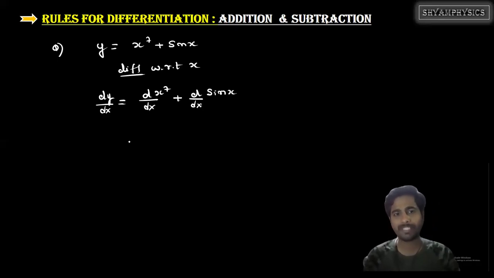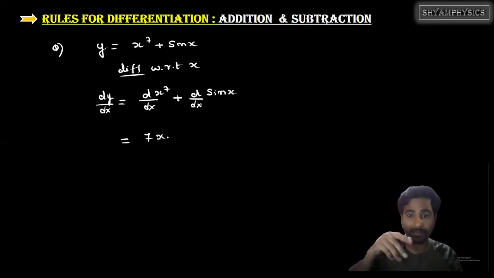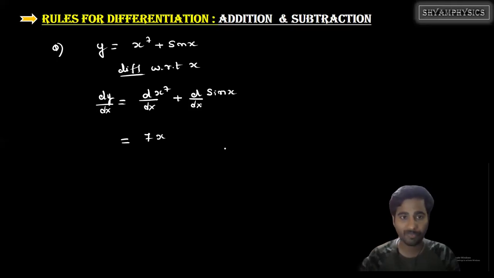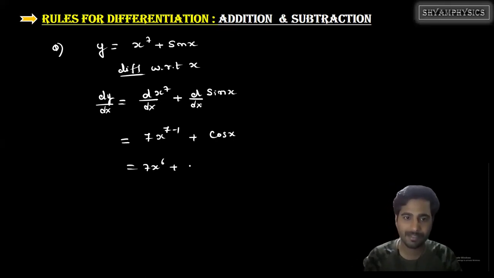Now the first term is in the format of x to the power n. So the answer will be: bring the power down first, and for the power, whatever the original value is, you need to subtract 1. So the answer will be 7 x to the power 7 minus 1, plus the differentiation of sin x. This is a trigonometric function we did yesterday, it is cos x. So the answer will be 7x to the power 6 plus cos x. This is the answer.